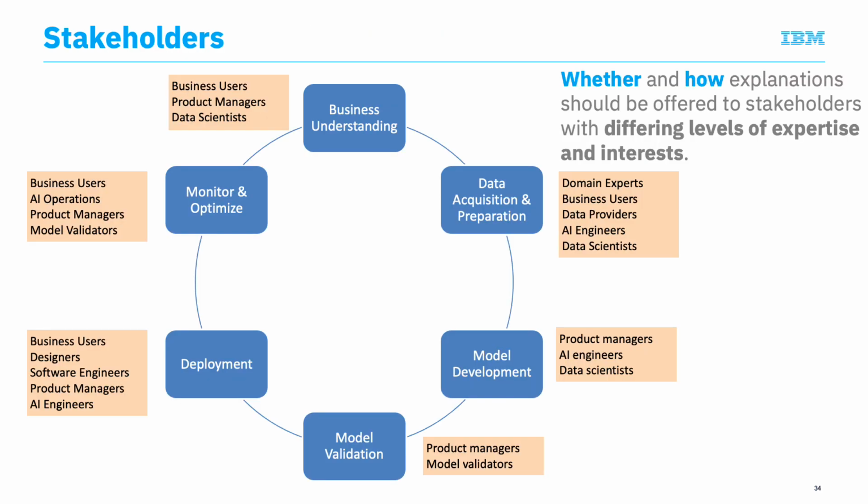Last but not least, as shown in this chart, different stakeholders are involved during different stages of the AI lifecycle. In explainable AI, whether and how explanations should be offered depends on stakeholders with different levels of expertise and interest. In part 2, when we discuss different techniques, you should think about what techniques are suitable for what kind of stakeholder.